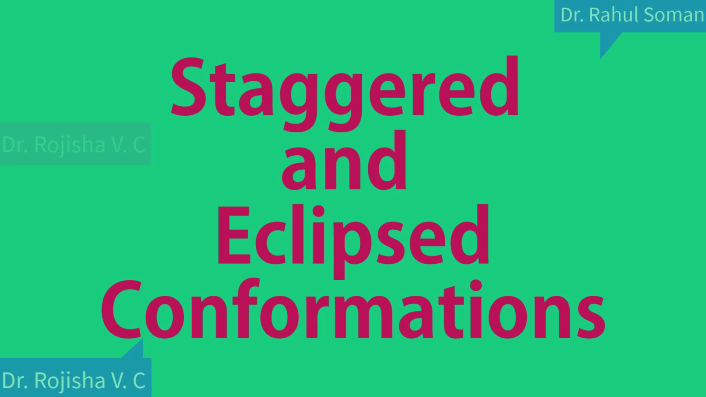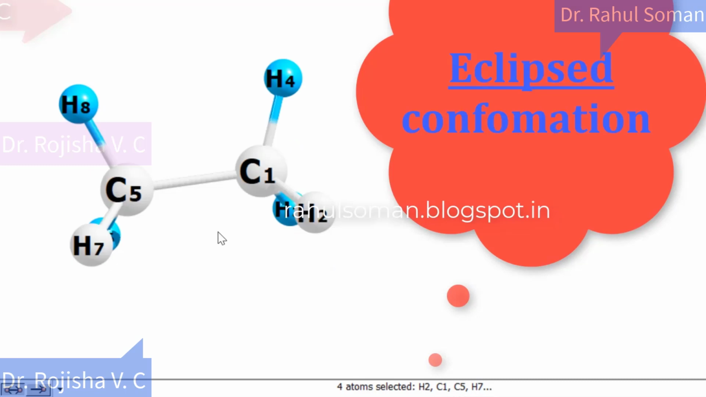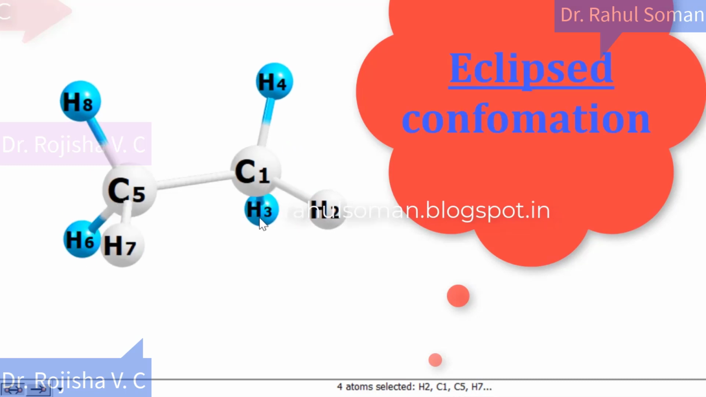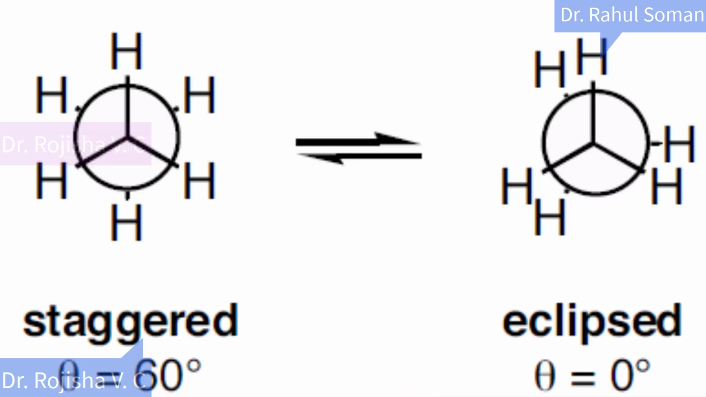We have already become familiar with the words staggered and eclipsed conformation, no? While rotating along that C-C bond, we can have the staggered conformation and the eclipsed conformation. This is very clear if we see it through the Newman projection.